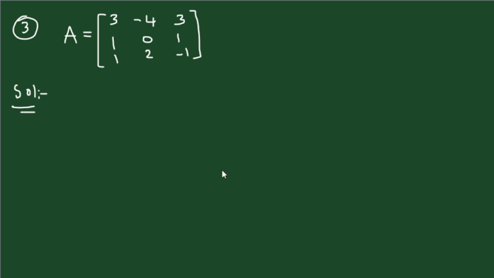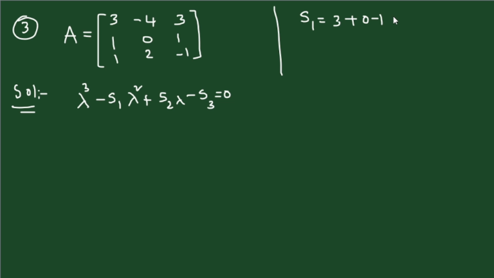Now let us solve a different case. A equal to, let us take the matrix, again find eigenvalues and eigenvectors. So if you see, the characteristic equation is lambda cube minus S1 lambda square plus S2 lambda minus S3 equal to 0. So what is S1? S1 is trace of A. Trace of A is 3 plus 0 minus 1. Sum of the principal diagonal elements, 2.